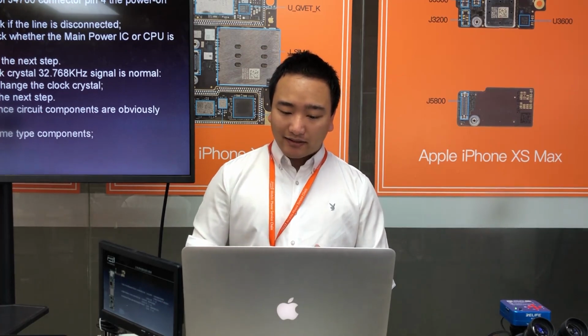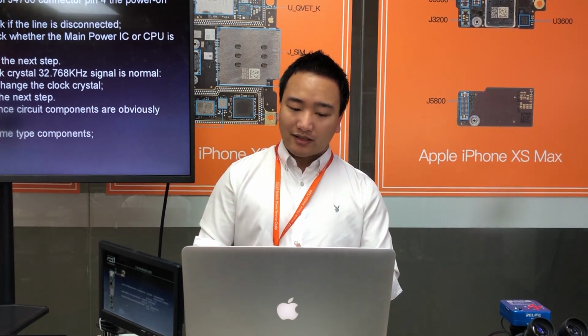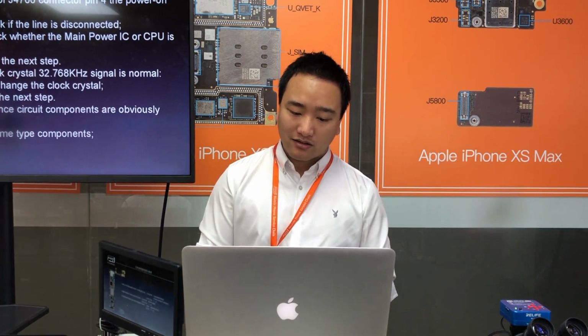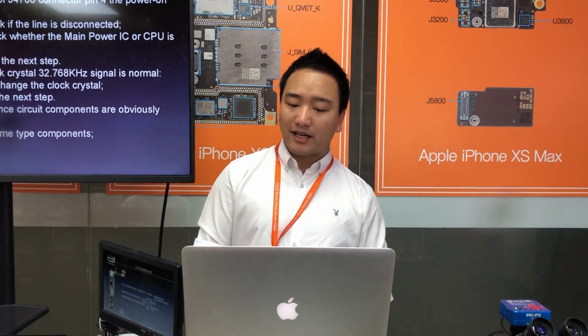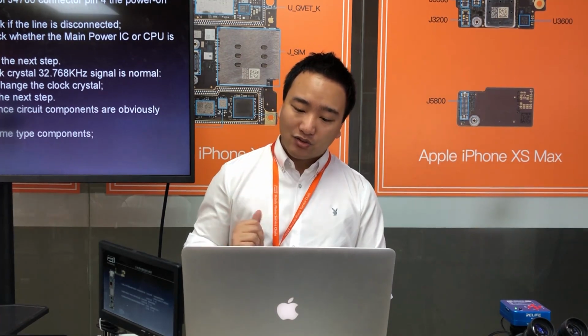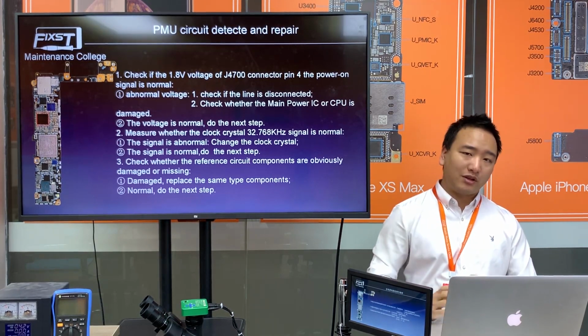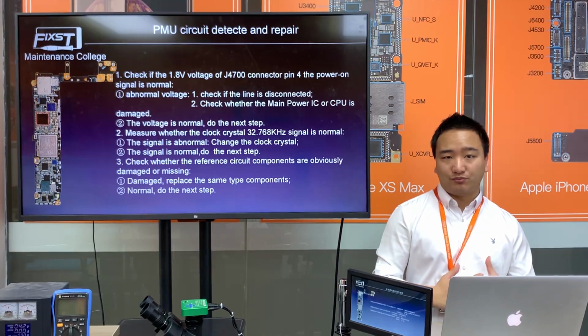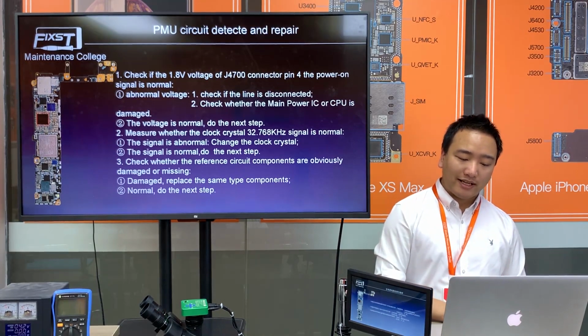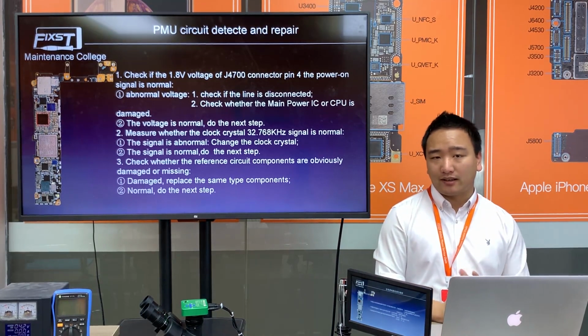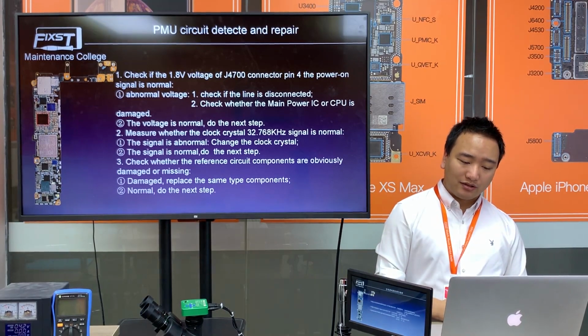How should we check and detect whether this signal is normal or not? The best way is to use an oscilloscope. If you have an oscilloscope to test it, it is so easy, because this clock crystal sends a 32.768 kHz signal to the PMU. So we can test this signal.